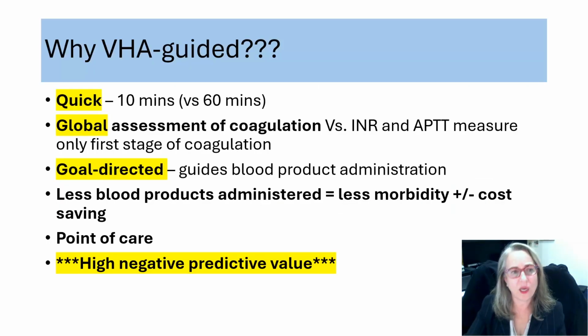So just to summarize, why VHA guided? It's a quicker result. It gives you a global assessment, not just a number measuring the first stage. It's goal directed. It's actually giving you something to do in answer to the result, not just giving you a result. Studies have shown there's less blood products overall administered, and also less morbidity, and some of those forest plots suggest less mortality. It's at point of care. It's got a fantastic negative predictive value. If the viscoelastic test is normal, you've almost always got a surgical or an obstetric problem.